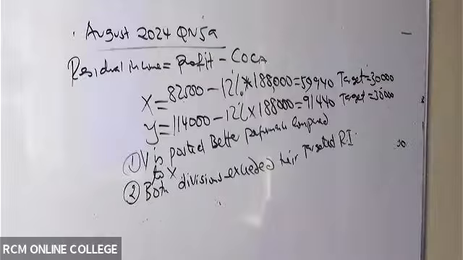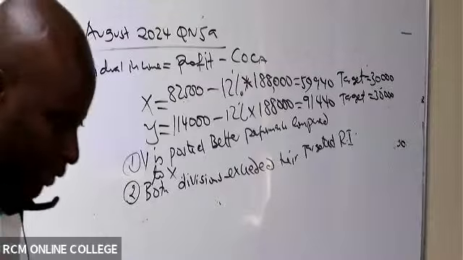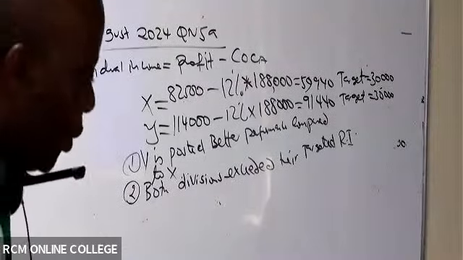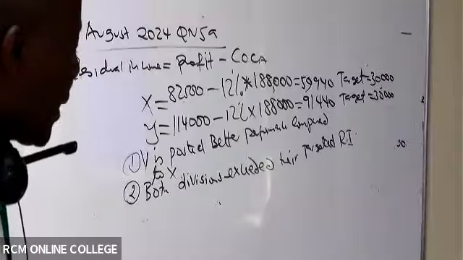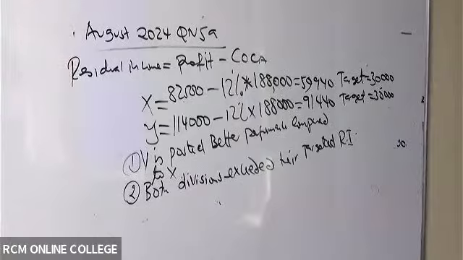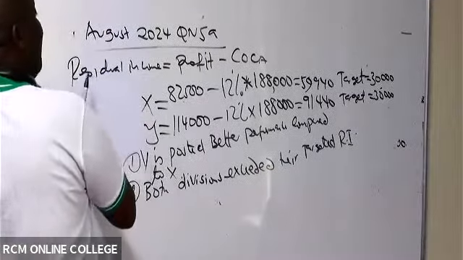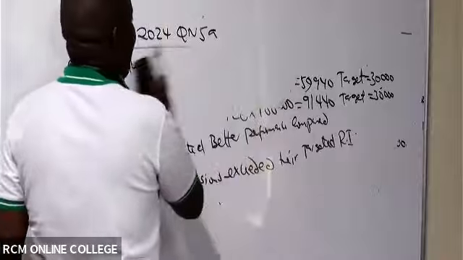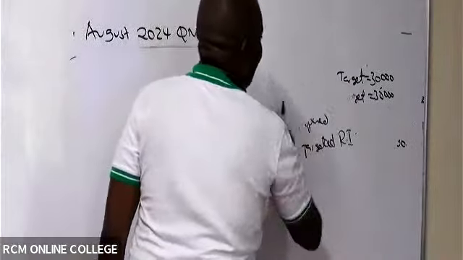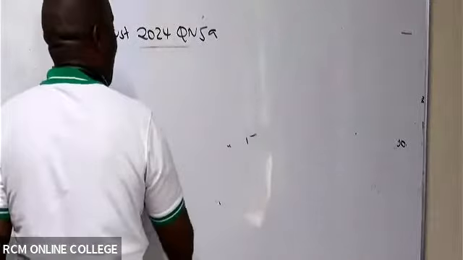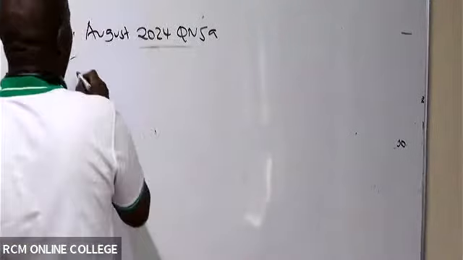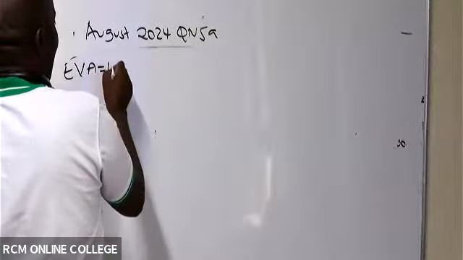Now, ladies and gentlemen, from there, we shall straight away take on the next one. Are they ready for the next question? 91,440. Yes. The next question is about EVA. EVA is very, very similar to residual income. EVA, economic value added.